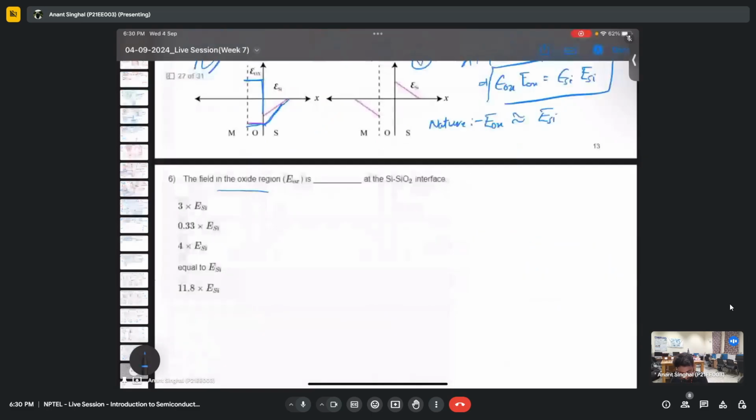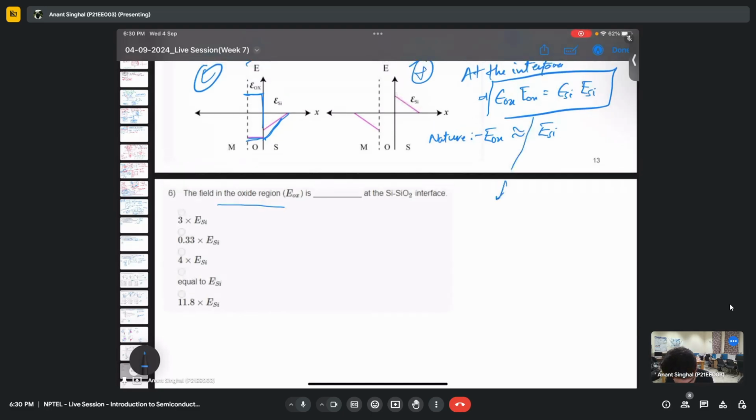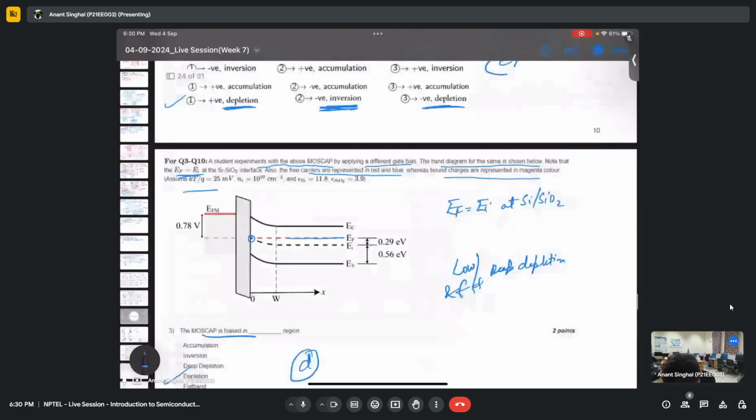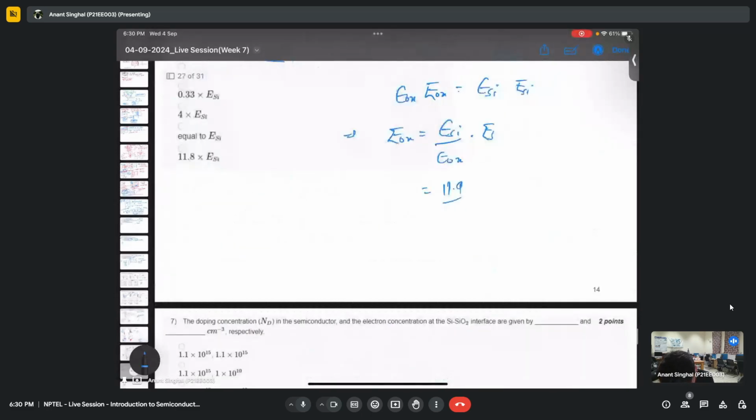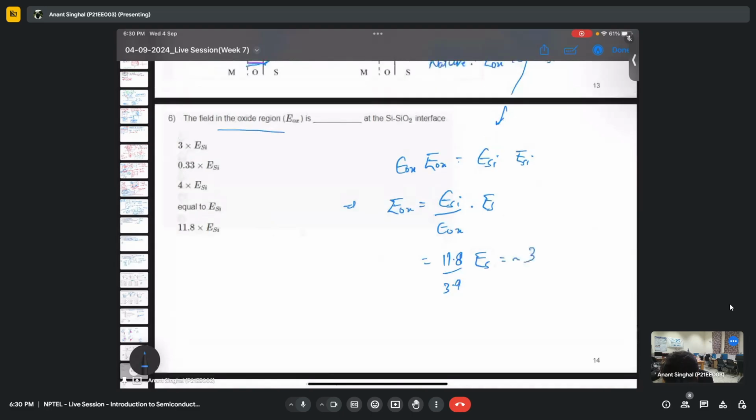So now it is asking for the field in the oxide region at the interface. I guess I have already given the answer to this. This will be solved by the displacement. So epsilon ox E ox is epsilon Si ESI. So E ox will be nothing but epsilon Si over epsilon ox times ESI. Both of these are given above: it is 11.8 and 3.9. So 11.8 by 3.9 comes around 3 times ESI. So option A will be correct. Is it fine?